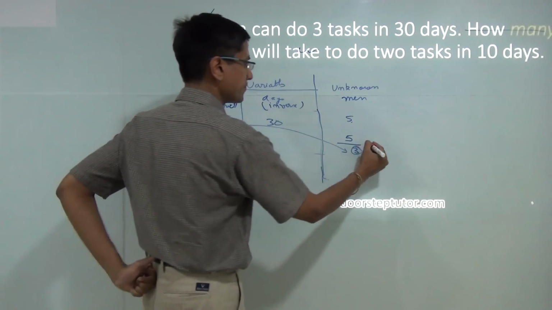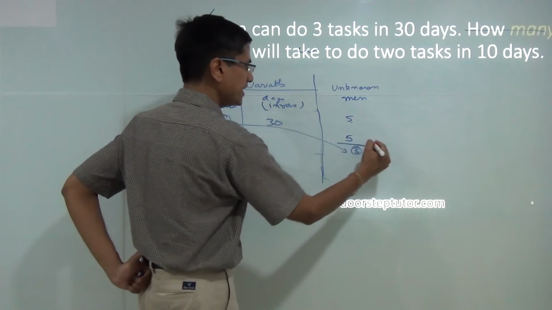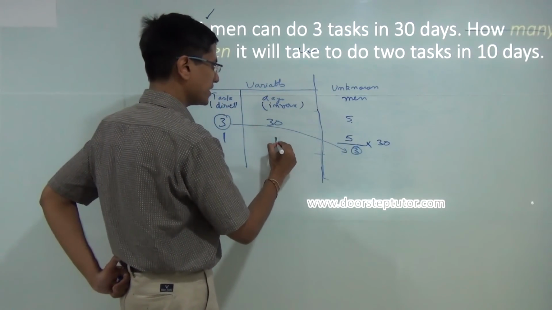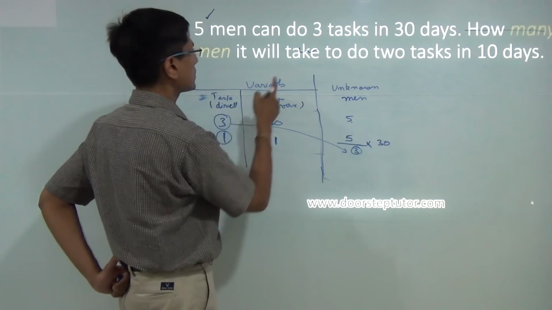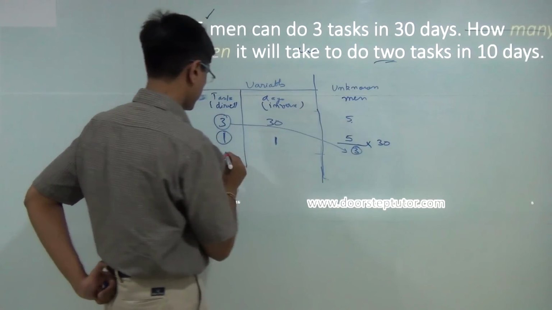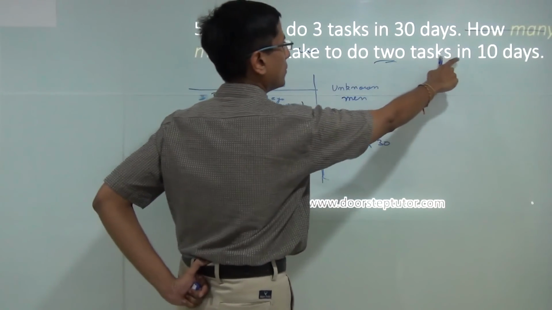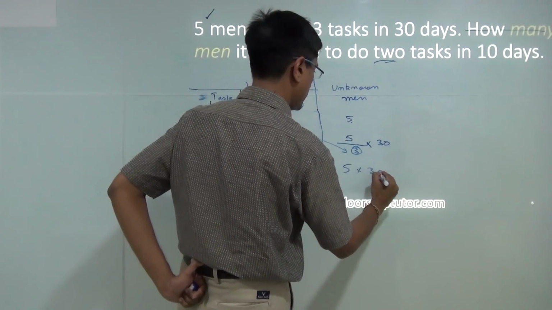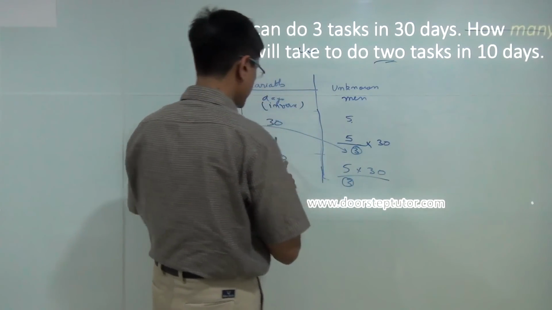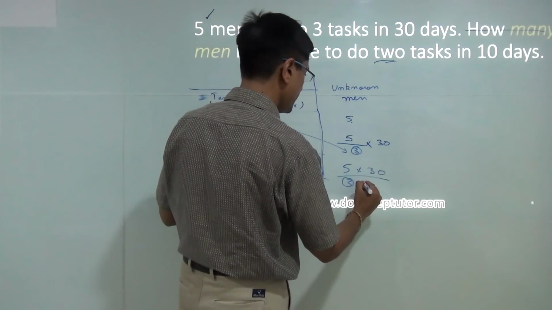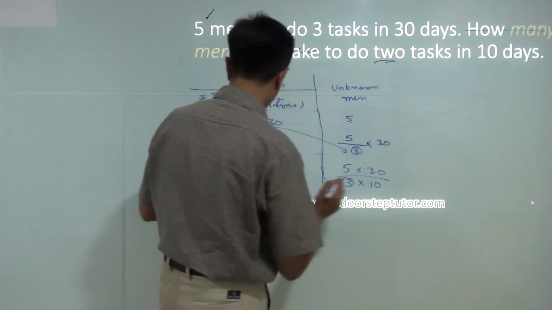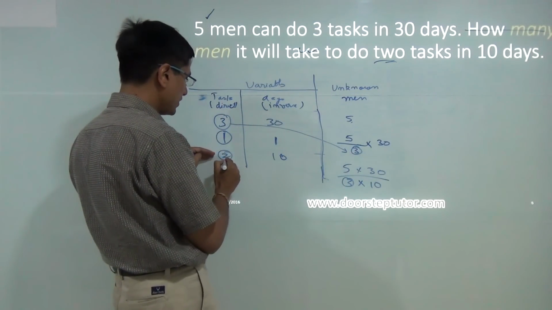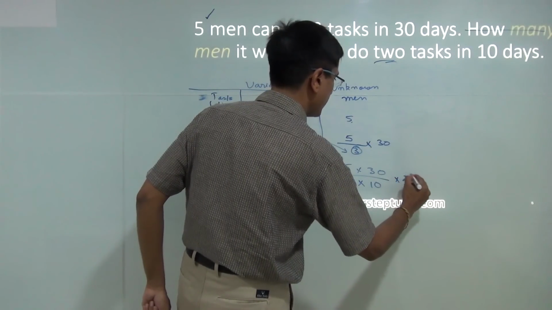Remember that. Now this 30 is the inverse relationship. We know where it would go. It would go here. Now let's look at the last row. The last row, 2 tasks. So this becomes 2, 10 days. And this becomes 5 into 30 divided by 3. This 10 we know already, it would come in the denominator. And for the direct relationship, in the third row, the value goes in the numerator, which is very obvious.